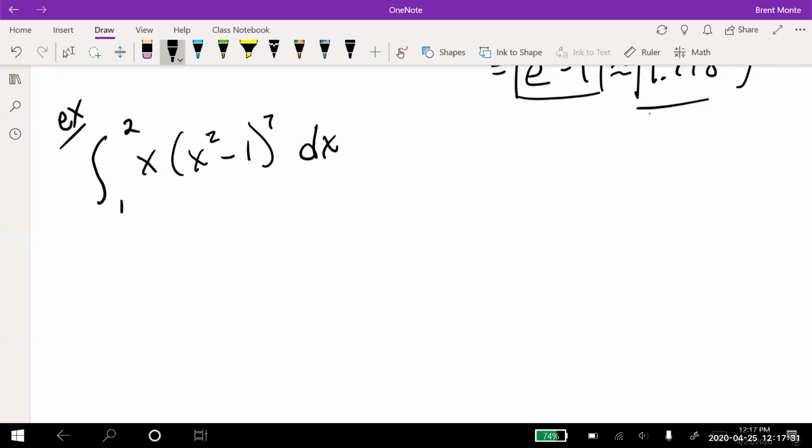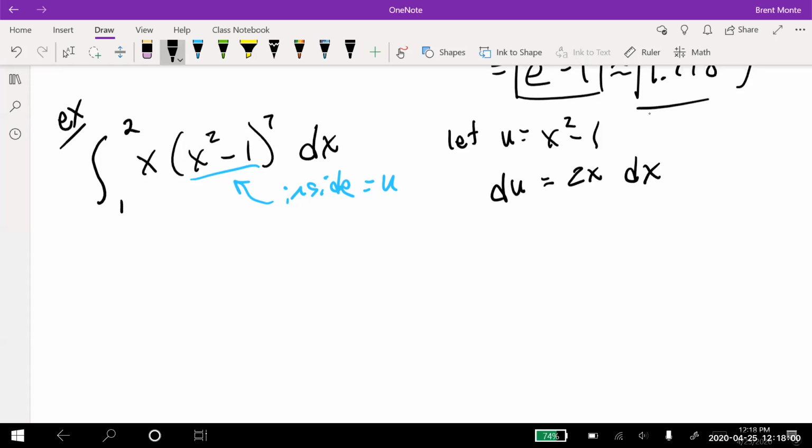So now when I work this problem out, again, identify the inside function. That's the inside function, so that's what we're going to have equal u. So let's say let u equal x squared minus 1. And then take its derivative: du is equal to 2x dx.